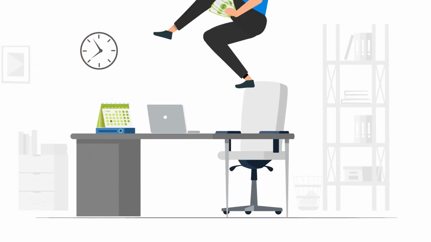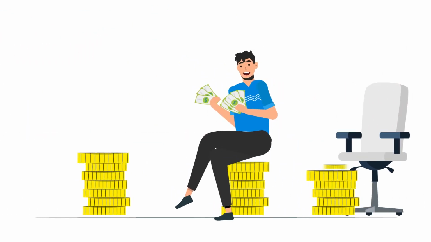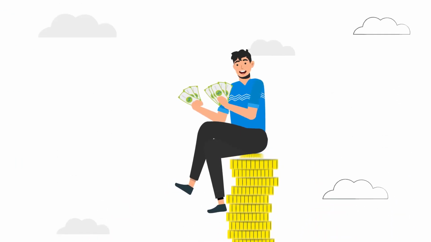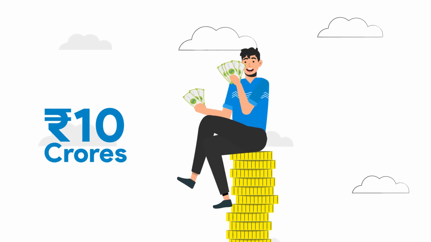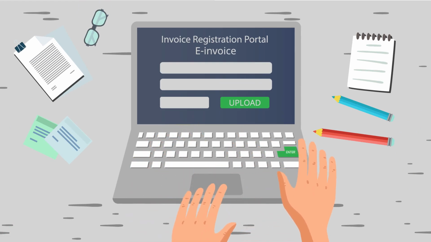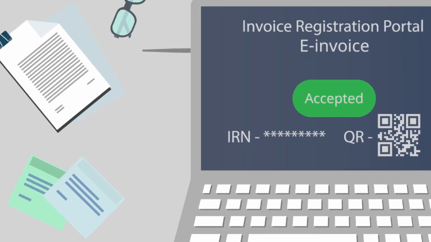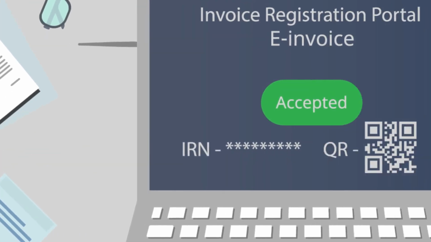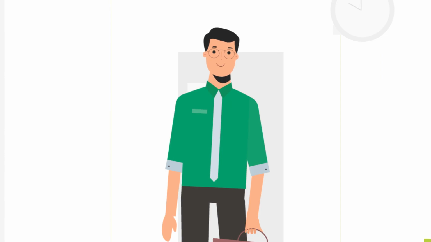But first, you need to know who needs an e-invoice. Well, if your aggregate yearly turnover is equal to or exceeds INR 20 crores in a financial year, you need to generate an e-invoice. Generating an e-invoice means uploading ERP software generated invoice onto the invoice registration portal for electronic authentication. Post authentication, each invoice is issued an IRN or invoice reference number and a QR code. Both need to be captured on the invoice. And that's all you need to know about e-invoicing.